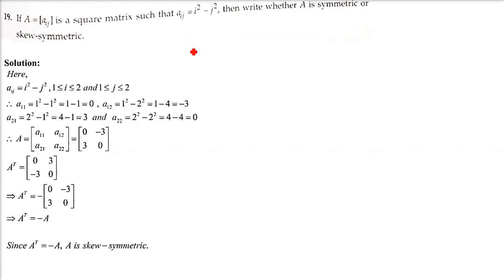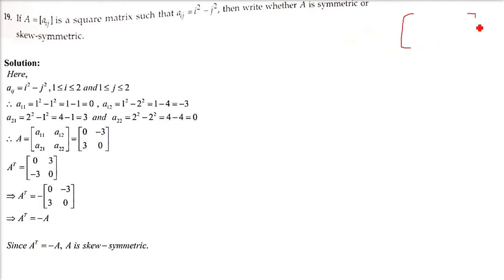If A is a square matrix such that Aij is i squared minus j squared, then write whether A is symmetric or skew symmetric. So this is a square matrix. It can be 1 by 1, 2 by 2, 3 by 3, n by n. It is not given in this question, so let us assume that it is 2 by 2. We are just assuming it, and then we'll prove.